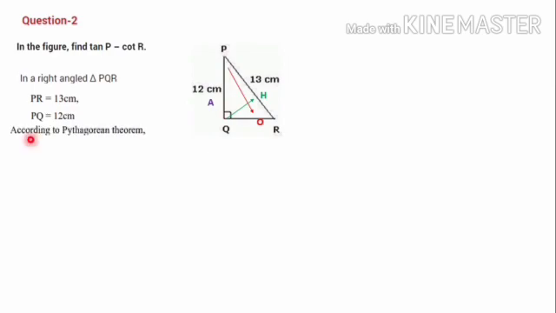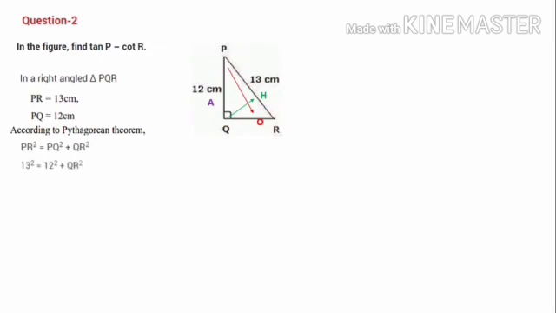Next, according to Pythagoras theorem, we have to apply Pythagoras theorem because there is one side that is not there, that is QR. QR we have to calculate by using Pythagoras theorem. Once the three sides are there in a right triangle, we can calculate any trigonometric ratio. So first of all, we have to calculate QR by using Pythagoras theorem. Pythagoras theorem says PR square, hypotenuse square, is equal to sum of the squares of other two sides, that is PQ square plus QR square. Once again, PR square is equal to PQ square plus QR square, that we have to write.